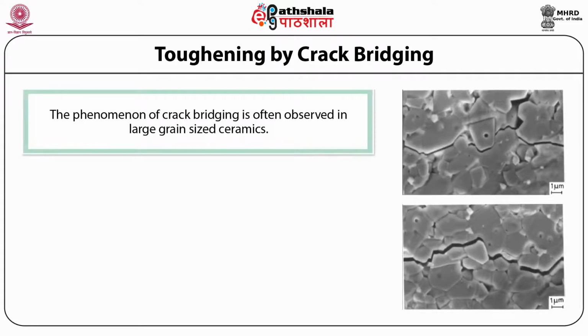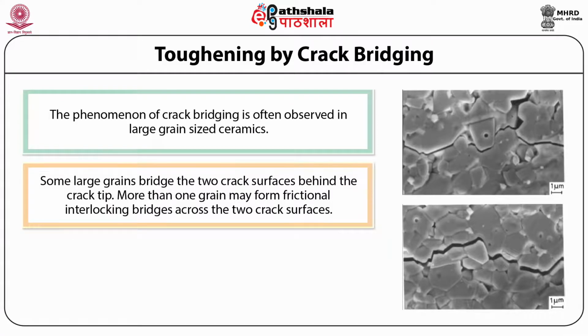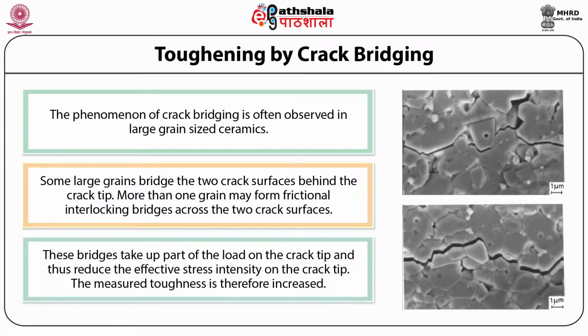Toughening by crack bridging. The phenomenon of crack bridging is often observed in large grain-sized ceramics. Some large grains bridge the two crack surfaces behind the crack tip. More than one grain may form frictional interlocking bridges across the two crack surfaces. These bridges take up part of the load on the crack tip and thus reduce the effective stress intensity at the crack tip. The measured toughness is therefore increased. So this shows an example of crack bridging.